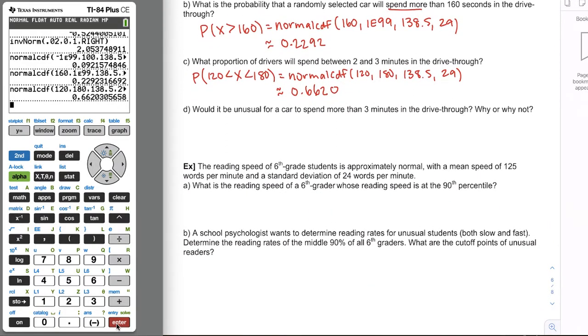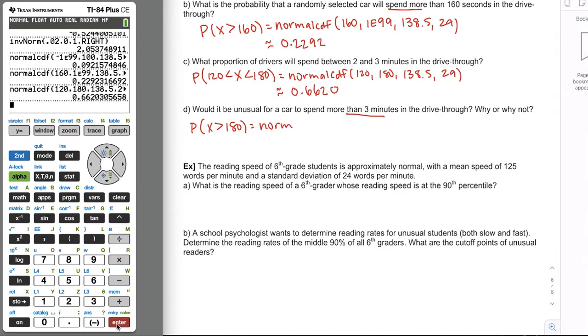Part D, would it be unusual for a car to spend more than 3 minutes in the drive-thru? Why or why not? So remember from chapter 5 that we consider something to be unusual if the probability of it occurring is less than 0.05. So we first have to find the probability. So it says more than 3 minutes, which is 180 seconds. So we're going to find the probability that X is greater than 180 seconds.